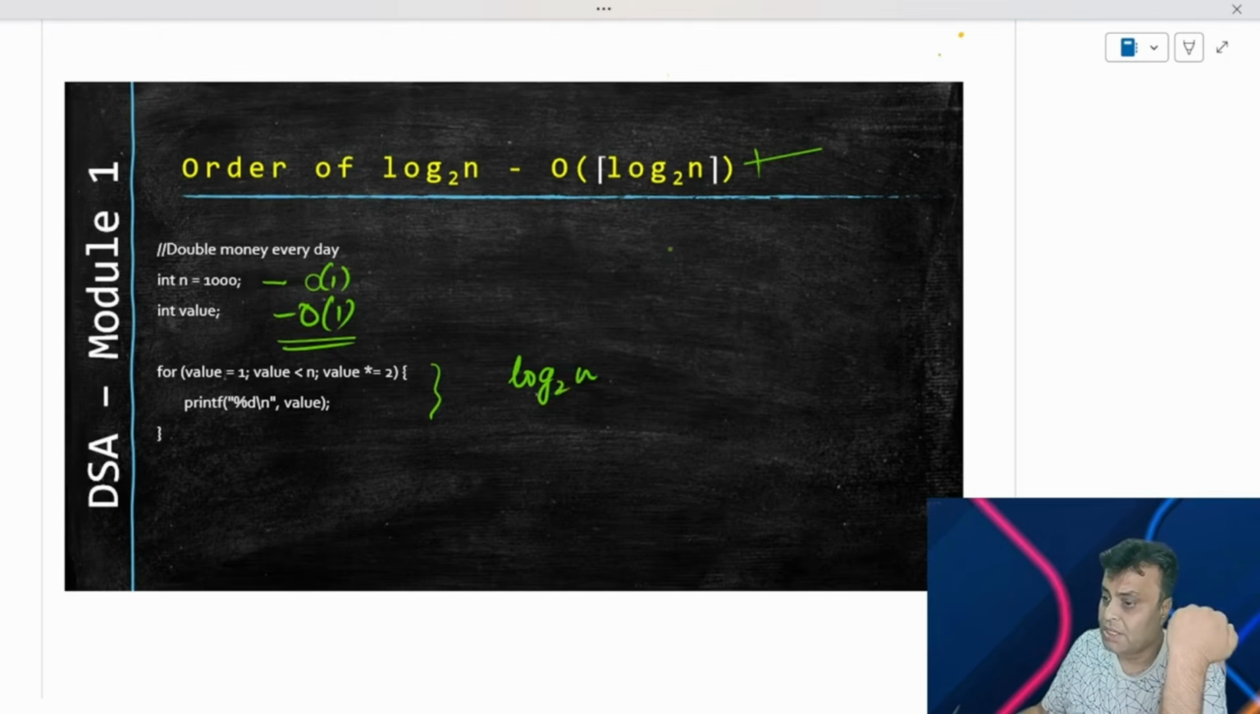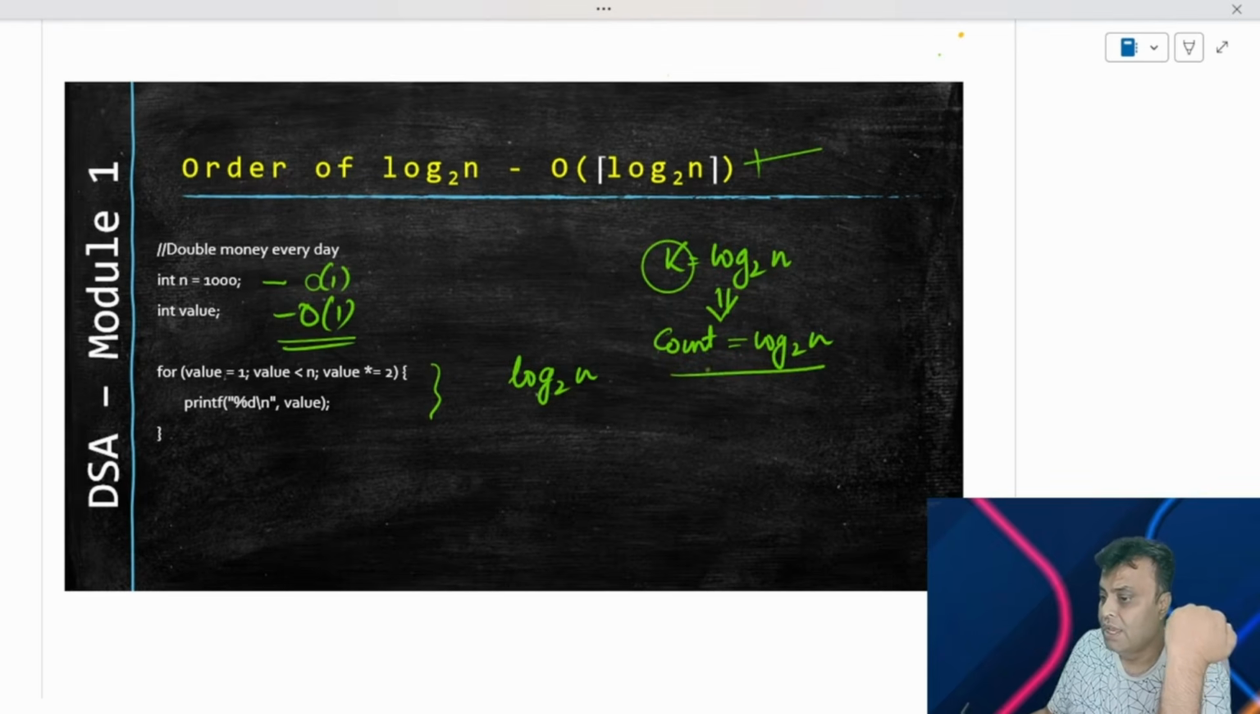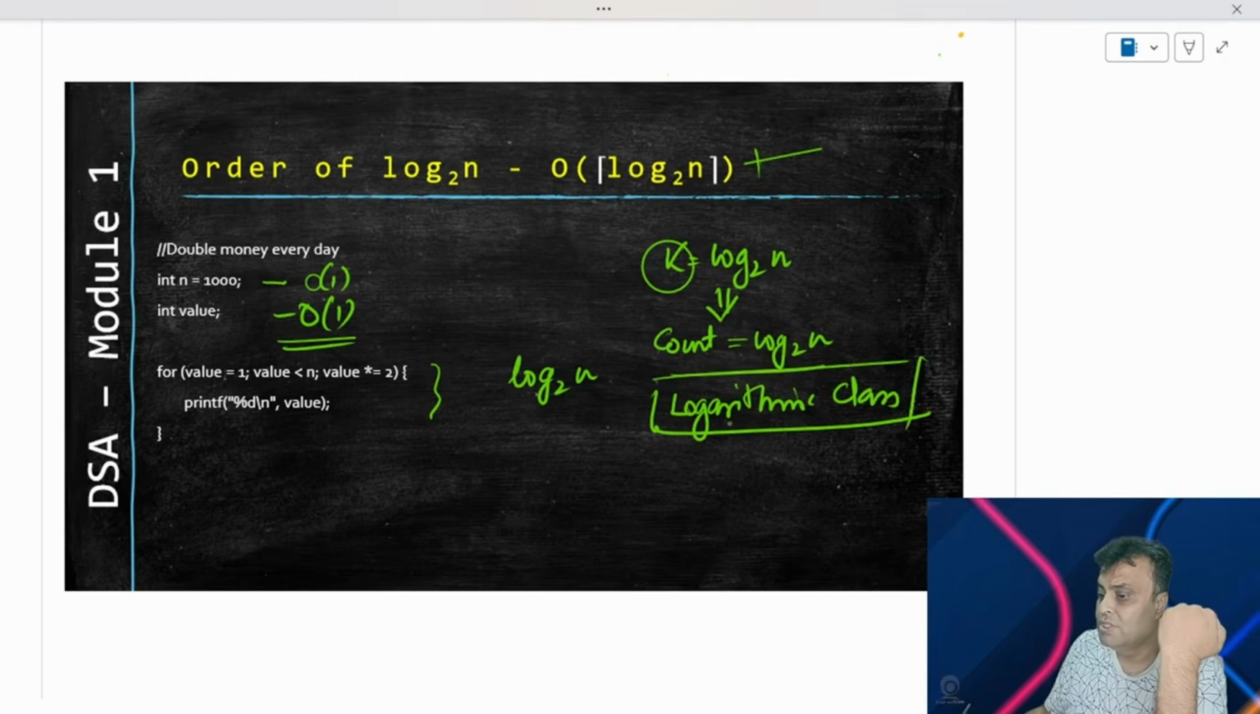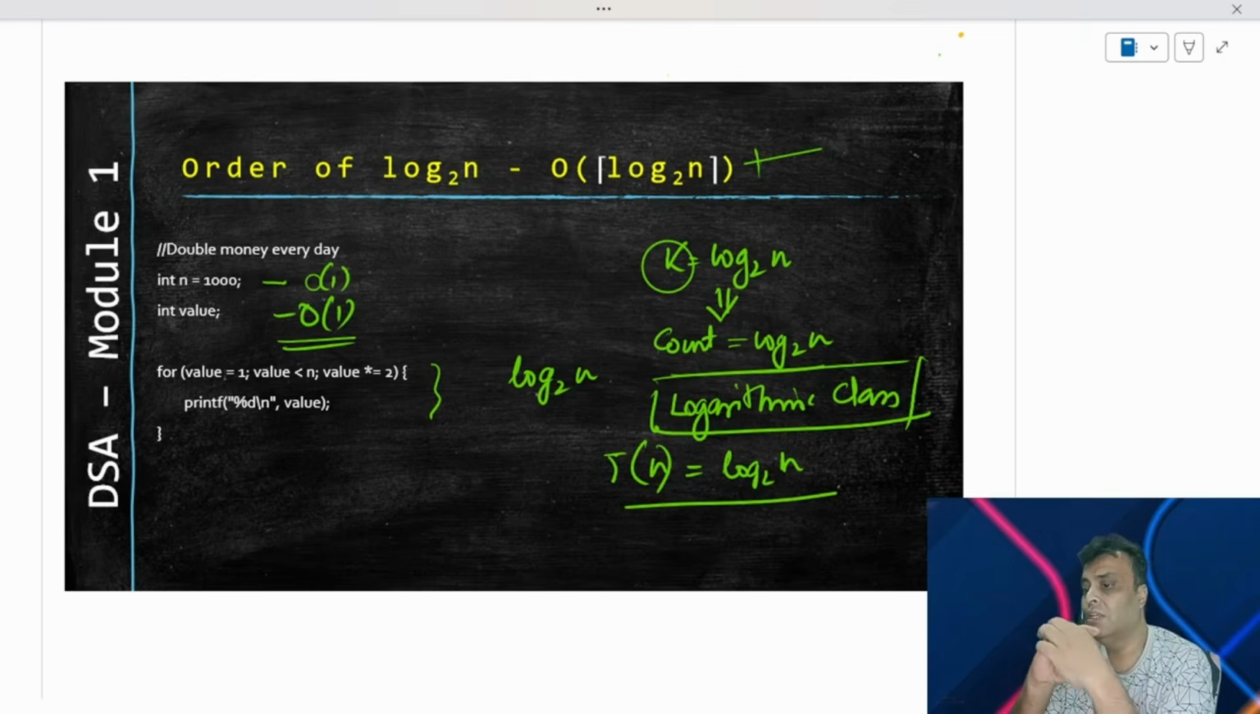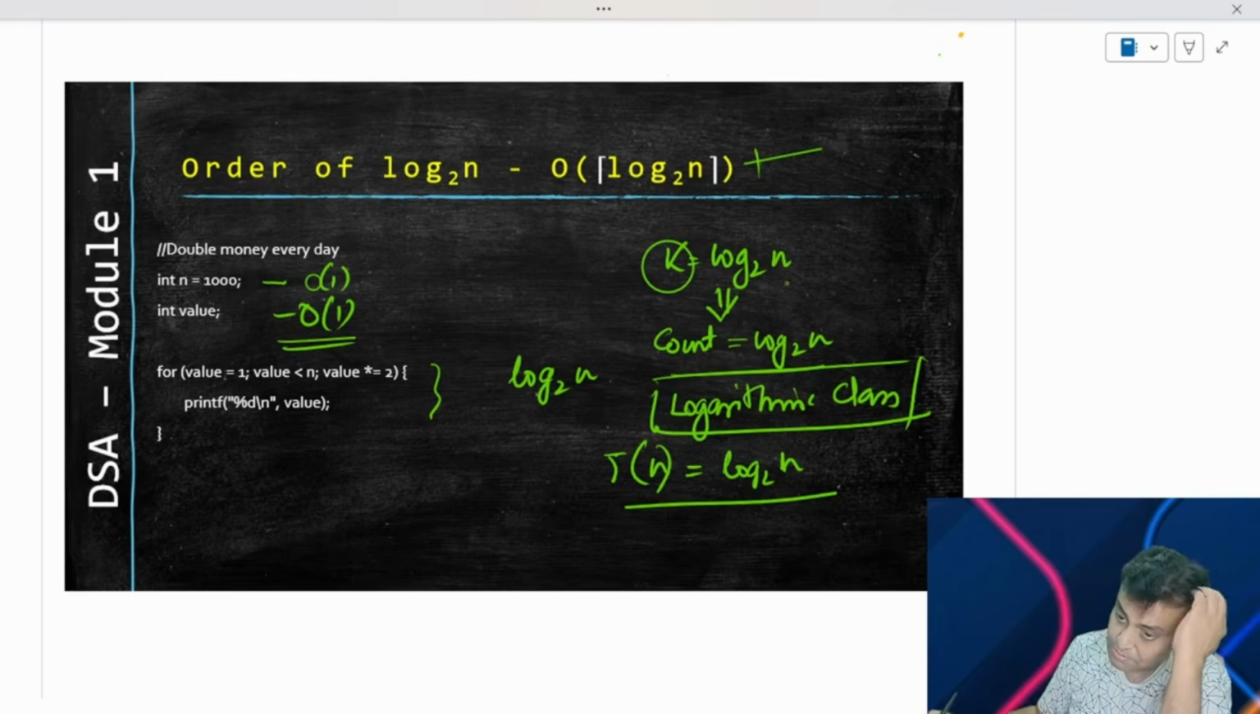So we have proven that k is equal to log base 2 of n, which would mean that the count of times it will run, because k is the count of times it runs, is equal to log base 2 of n. And because it runs log base 2 of n times, we can conclude it belongs to the logarithmic class. And because it belongs to the logarithmic class, it should typically execute of the order of log base 2 of n. Therefore, the time complexity for this particular function will be log base 2 of n. So that's the time complexity of this particular problem.